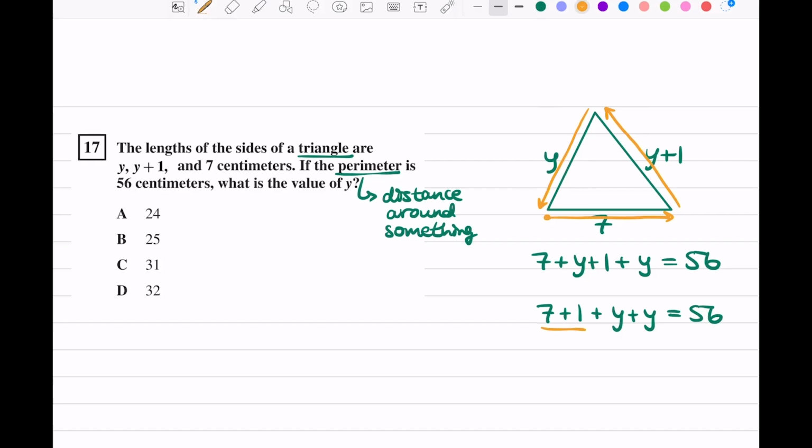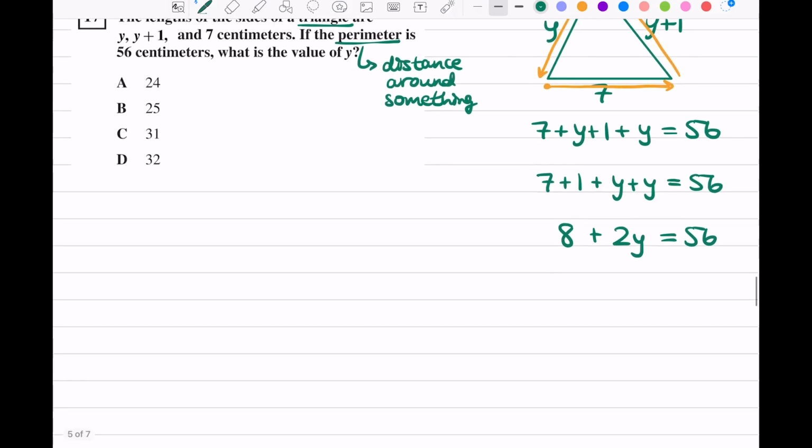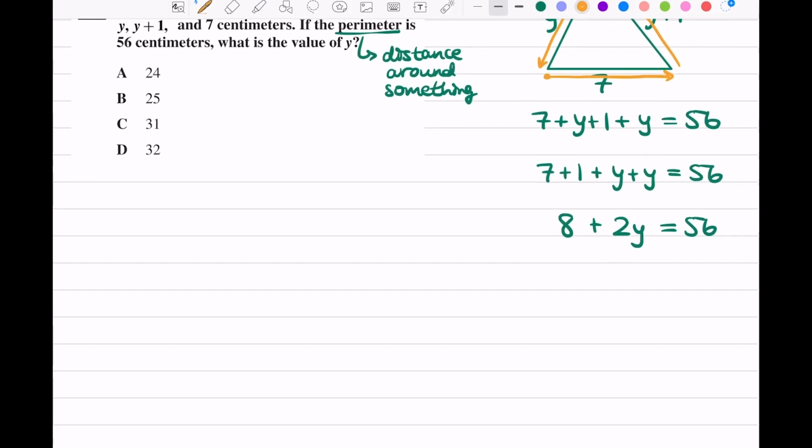So this just grouped our constants and our variables. Now we can add each of those pieces. 7 plus 1 is 8. y plus y gives us 2y. We want to get closer to getting y by itself, so let's subtract that 8 from both sides. That leaves us with 2y on the left side, and then 56 minus 8 would give us 48.